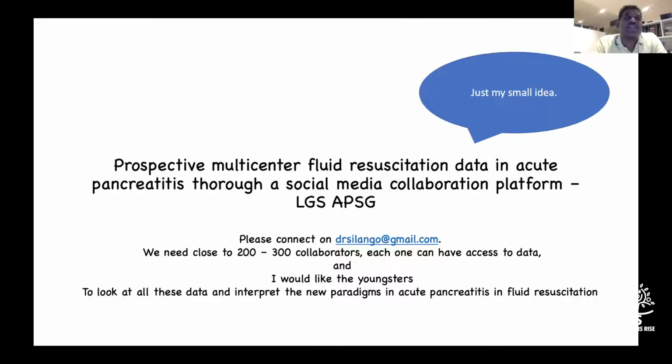So my thing is that, can we do a prospective multi-center fluid resuscitation study in acute pancreatitis through a social media collaboration platform through LGS AppSig? So we will need close to 200 to 300 collaborators. Each one can have access to data. And I would like the youngsters to look at these data, interpret the new paradigms in acute pancreatitis and fluid resuscitation, and then take this to a new level. This is just my small idea. I wish others can contribute on this. Thank you.